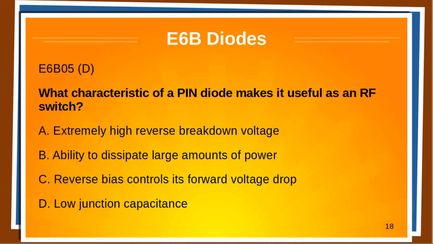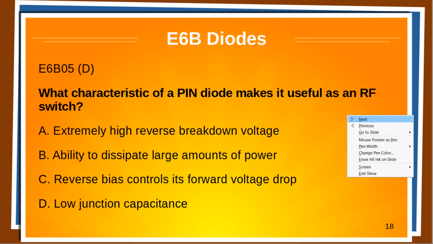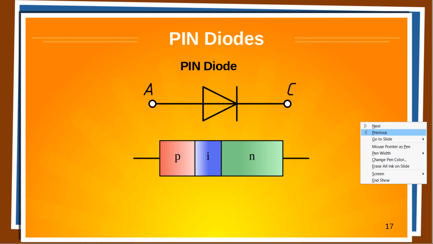What's the characteristic of a pin diode that makes it useful as an RF switch? See? Low junction capacitance. If we can get that.